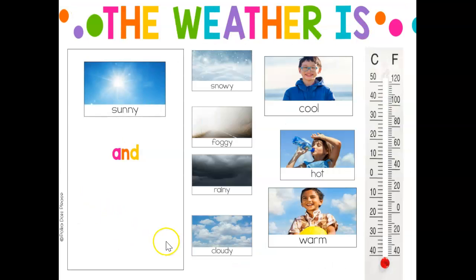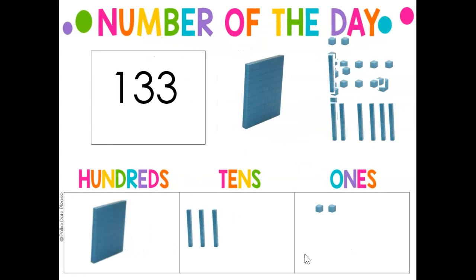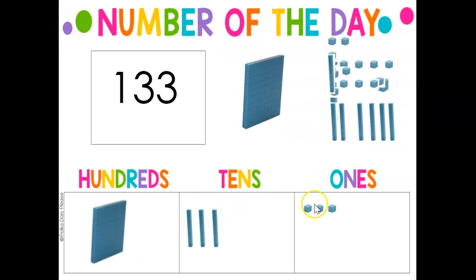Today, it is sunny. It is still on the cold side. All right, we have been in school for 133 days. Please count along with me. 100, 110, 120, 130, 131, 132, 133.